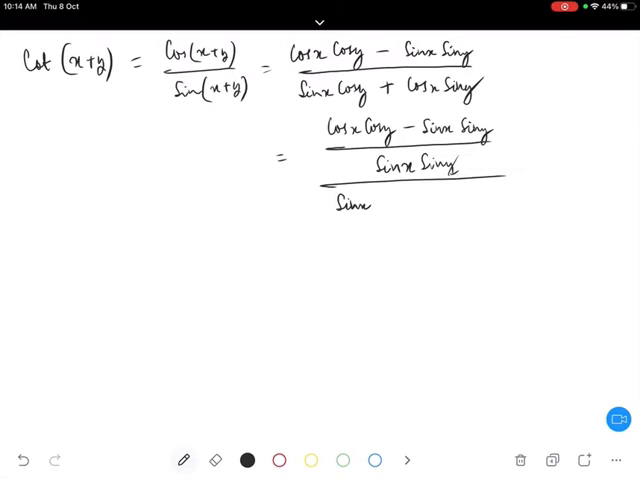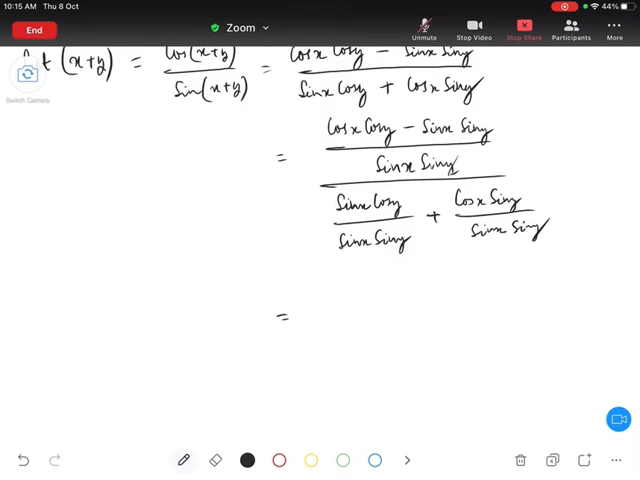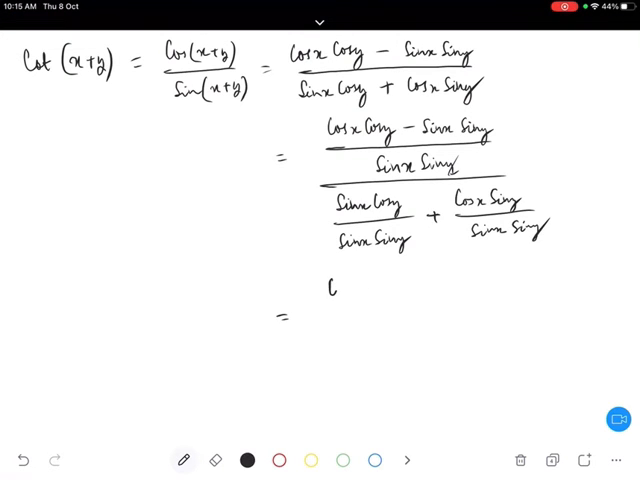Now this part will be sin x cos y divided by sin x sin y, plus cos x sin y divided by sin x sin y. I will write this directly without doing each and every step. So tell me, in the numerator without separating, what will happen? It is cos x cos y divided by sin x sin y, which is cot x cot y. Minus 1. Divided by, tell me the denominator. It will be cot y, plus cot x.